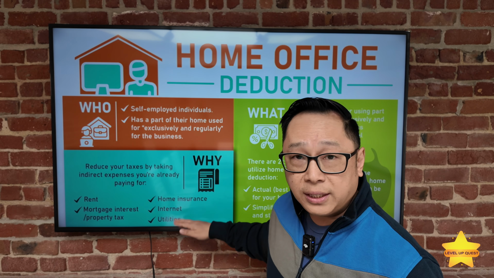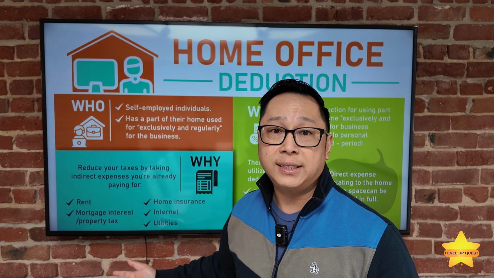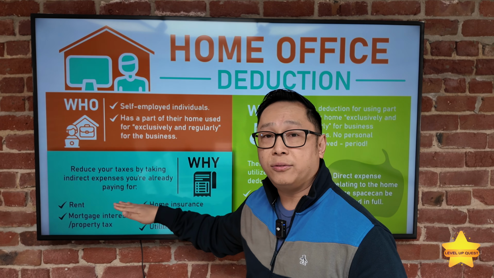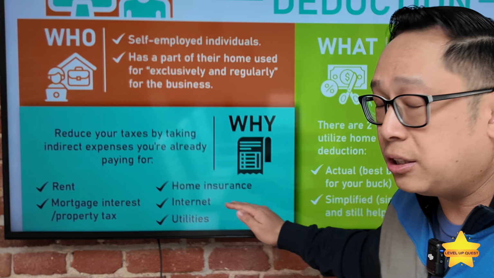So it's not like they have to go out and spend more money to get this deduction like regular expenses work. These are things they're already paying for personally, but because it's a business office deduction, at least a portion of all of these qualifies to be deducted. If they didn't have a business, if they were just a regular W-2 employee, they can't deduct anything from here off of their taxes. But as a self-employed person, you're allowed to deduct a portion of your home office, which includes all these things: rent, mortgage interest, home insurance, internet, and utilities.